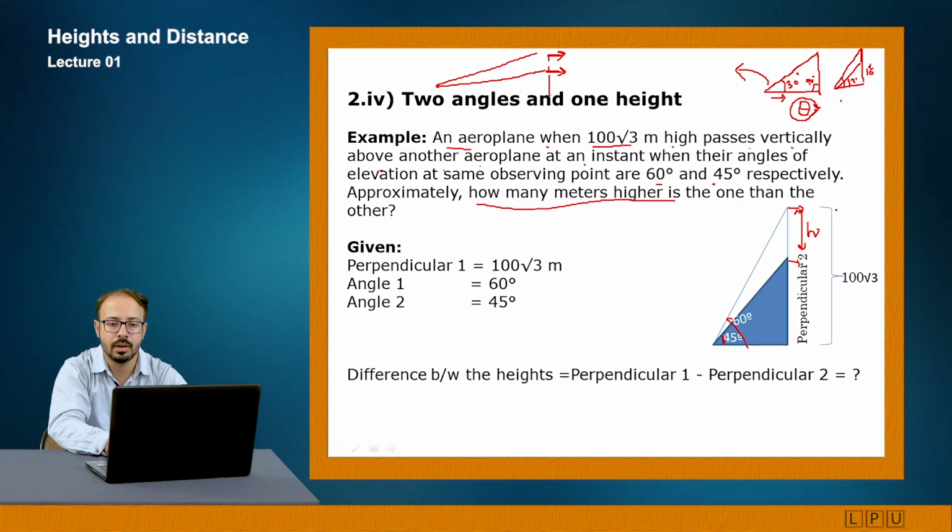The overall height of one aeroplane is with me, that is 100 root 3. The second one falls in a right angle triangle. First thing, in triangle ABC, in triangle ABC.